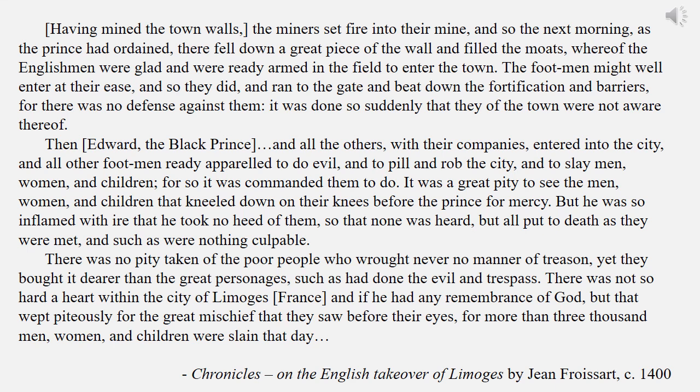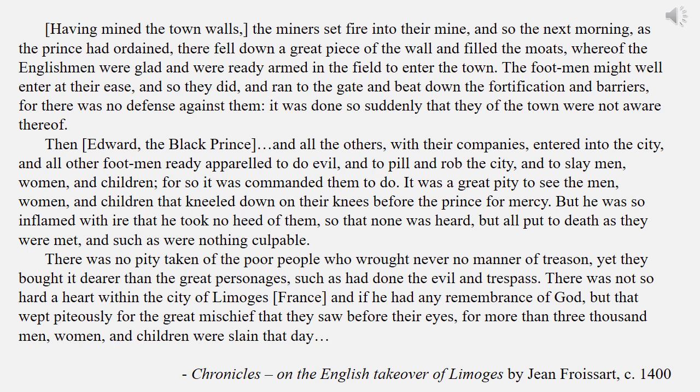How brutal was the Black Prince against French subjects? This primary source of the Siege of La Motte in southern France describes the brutality of the event. Having mined the town walls, the miners set fire into their mine, and so the next morning, as the prince had ordained, there fell down a great piece of the wall and filled the moats, whereof the Englishmen were glad and were ready, armed in the field, to enter the town.